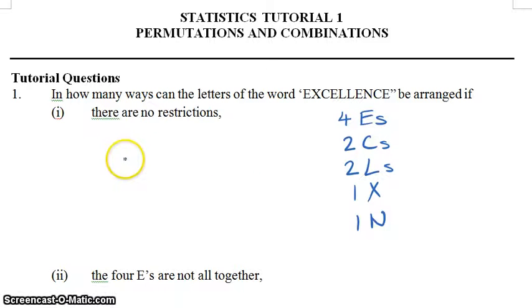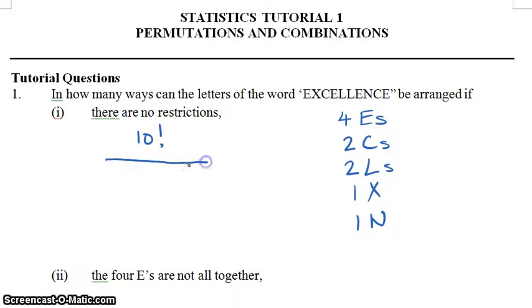Well, if all of our E's were distinct, if we could tell them apart, and if all of our C's were distinct, and if all of our L's were distinct, then the number of ways in which we could arrange 10 distinct items would be 10 factorial. However, the items aren't distinct. We can't tell the E's apart, or the L's apart, or the C's apart.